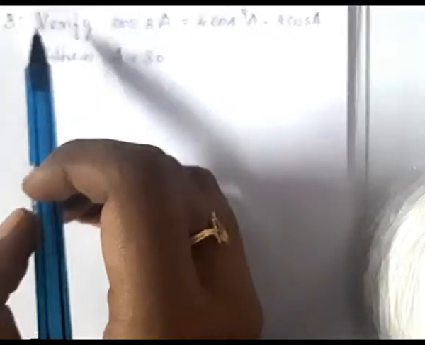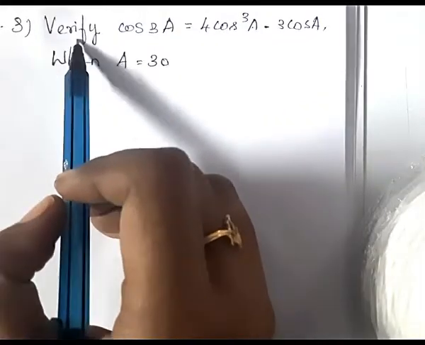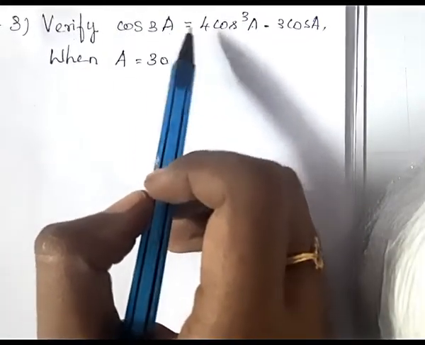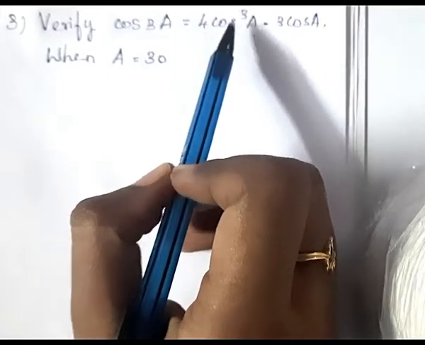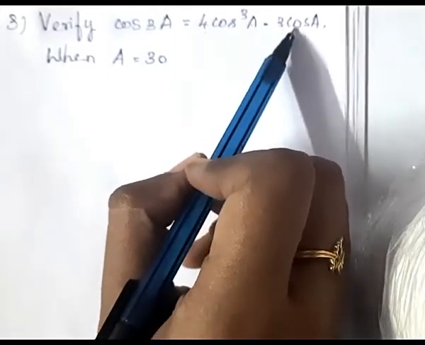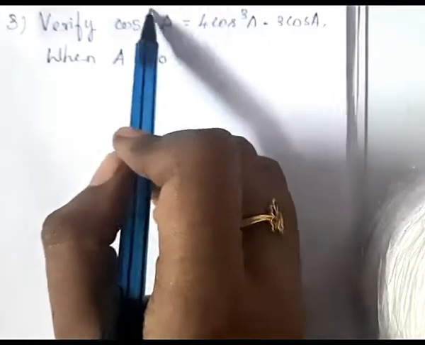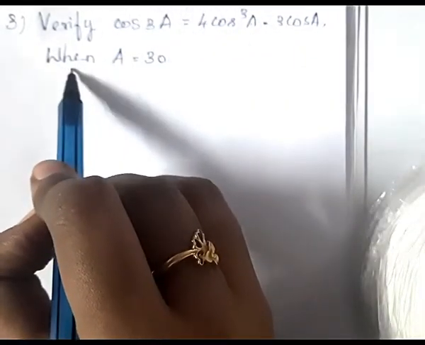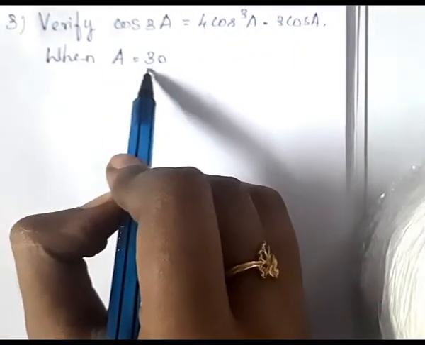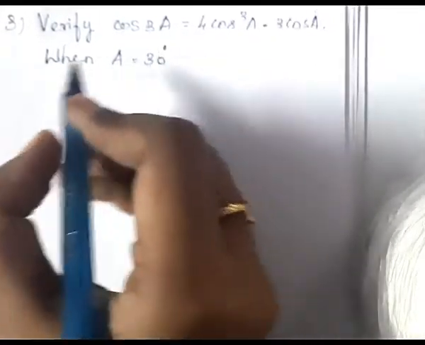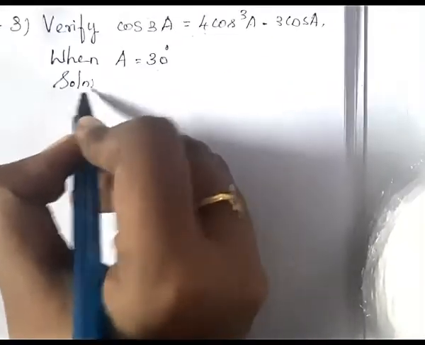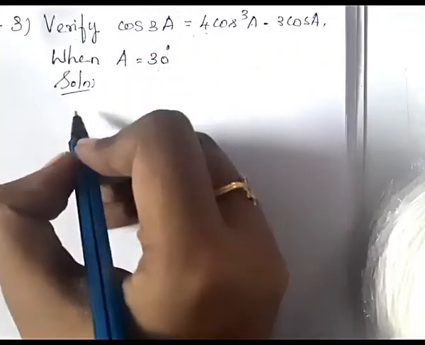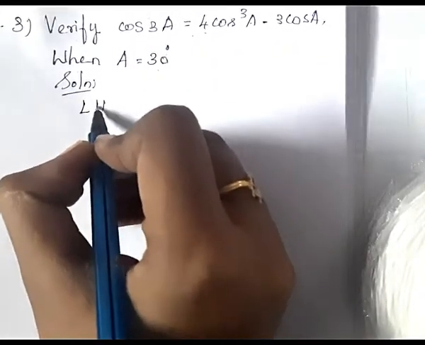Third problem. Verify cos 3a equal to 4 cos cube a minus 3 cos a. We have to prove both are equal. Also, the value of a is given, that is 30 degrees. Solution. First, you can take the LHS, left hand side.